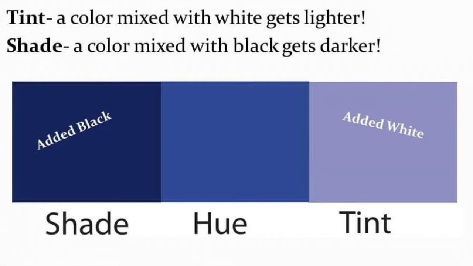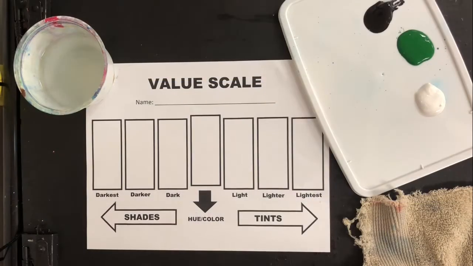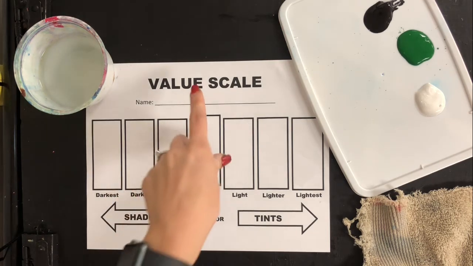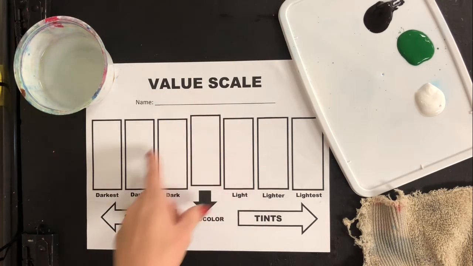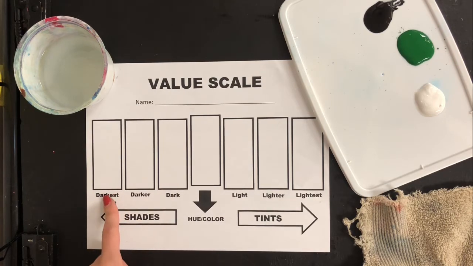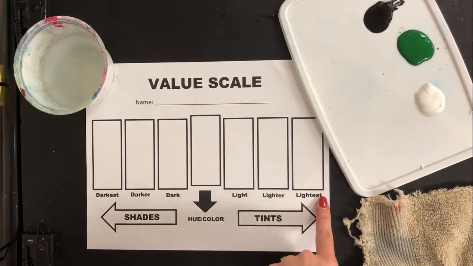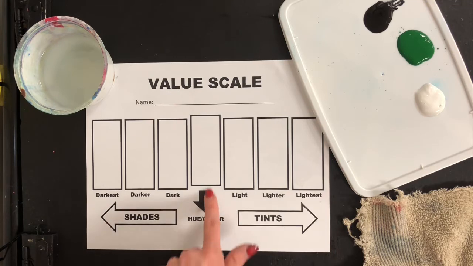Let's practice that together. So to get started on creating our value scales, we are going to be looking at all the different parts first. First, see at the top it says that it is a value scale. This is, remember, our ranging scale showing us our darkest all the way to our lightest of our color. And the very center is our hue or our color, hue being a fancy name for color. So this is just our plain color here in the center.